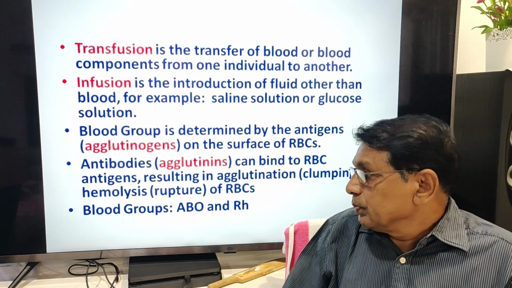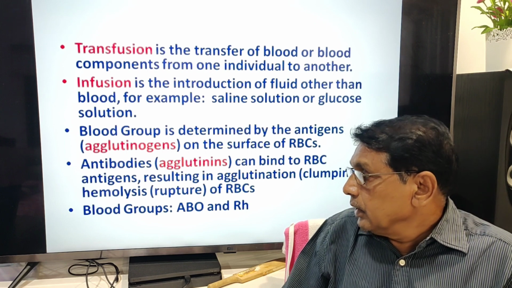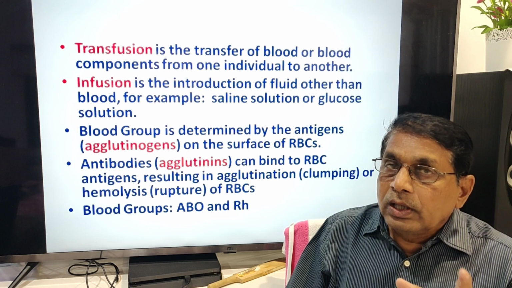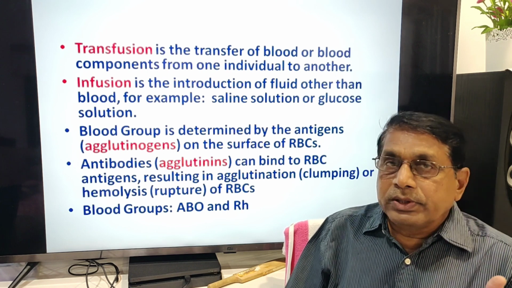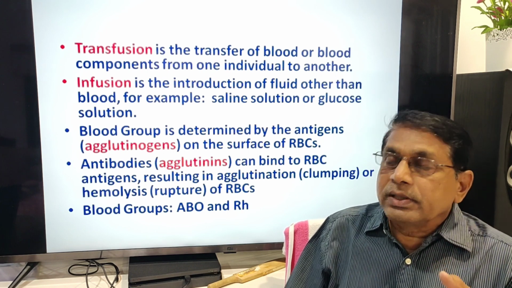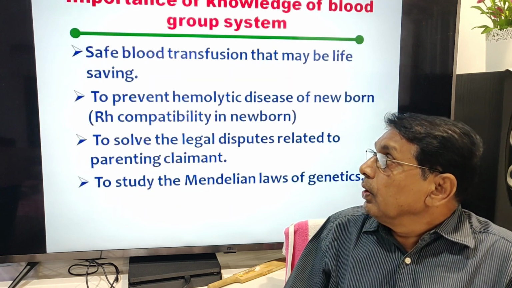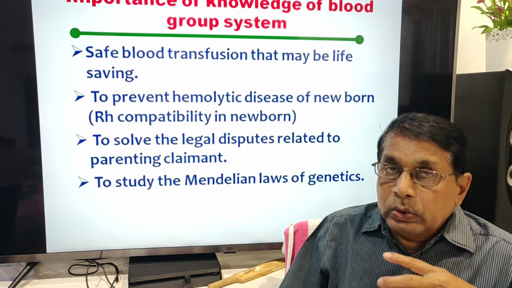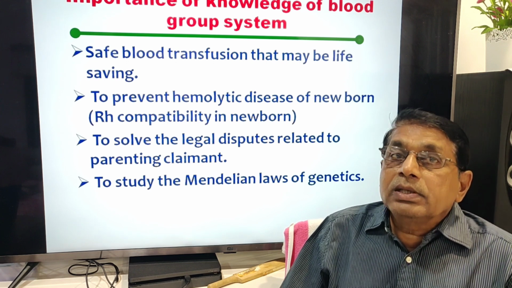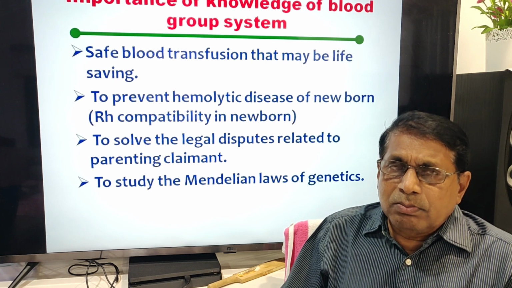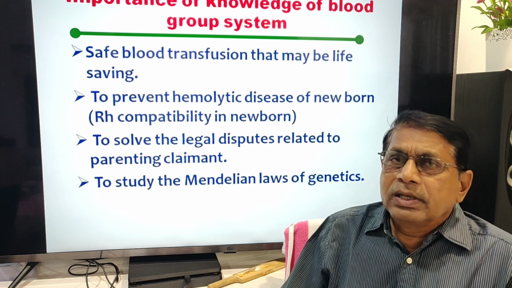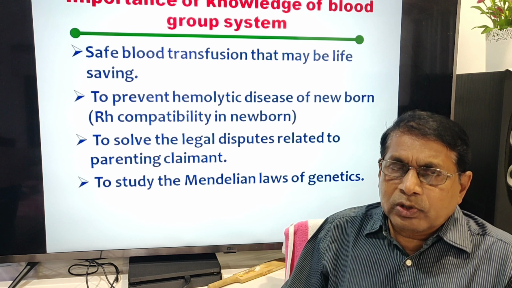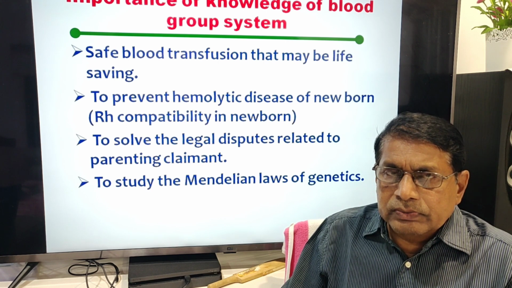Then blood groups are mainly two types. One system is known as ABO, another is RH. Both are important, but the most important is ABO. Then why is blood grouping, blood typing, important? Nowadays, blood transfusion has become a very common practice in all the hospitals, in all the health institutions.